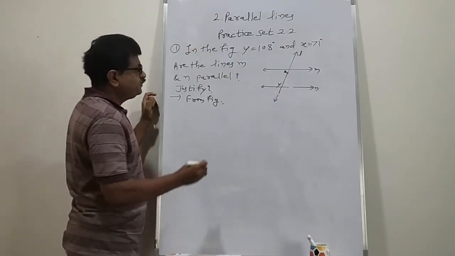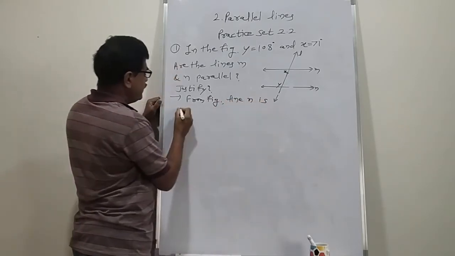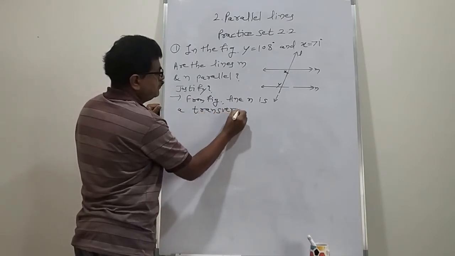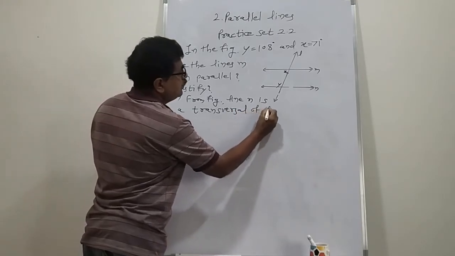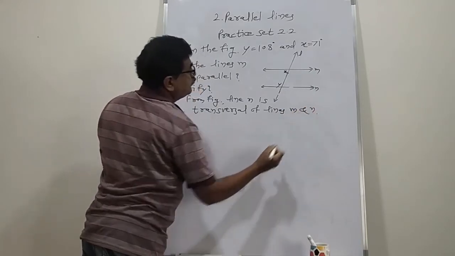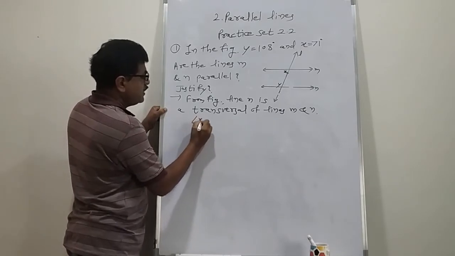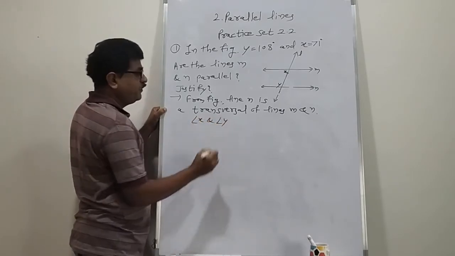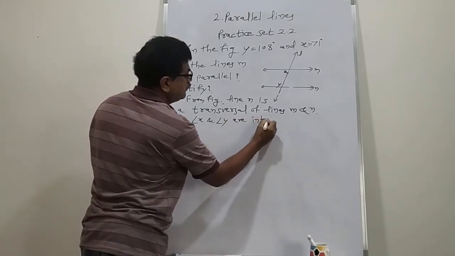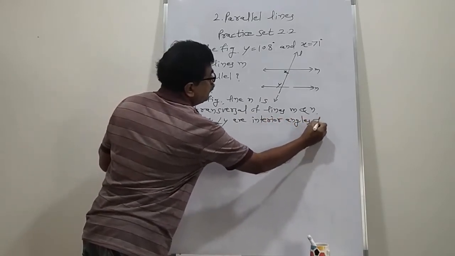Now from the figure, line L is a transversal of lines M and N. Angle X and angle Y are interior angles on one side.